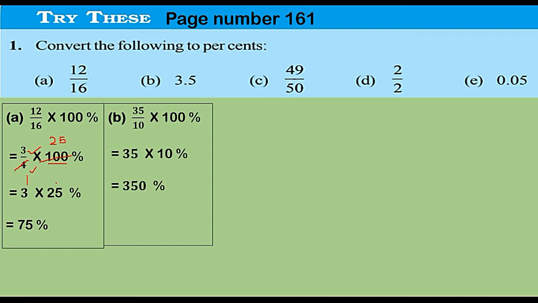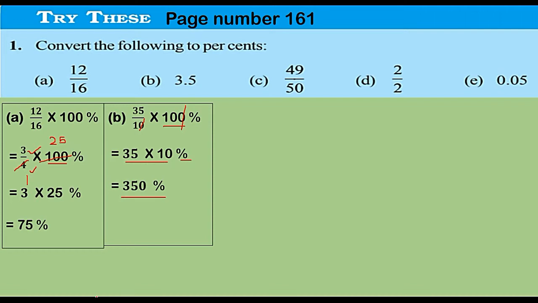Same way B. 3.5, if I convert it to fraction, what I get? 35 upon 10. 35 upon 10 to be converted to percent. So multiply by 100. 10 and 100 get cancelled. So what we are left with? 35 multiplied 10. Don't forget this percent symbol. 35 multiplied 10 will give you 350%.